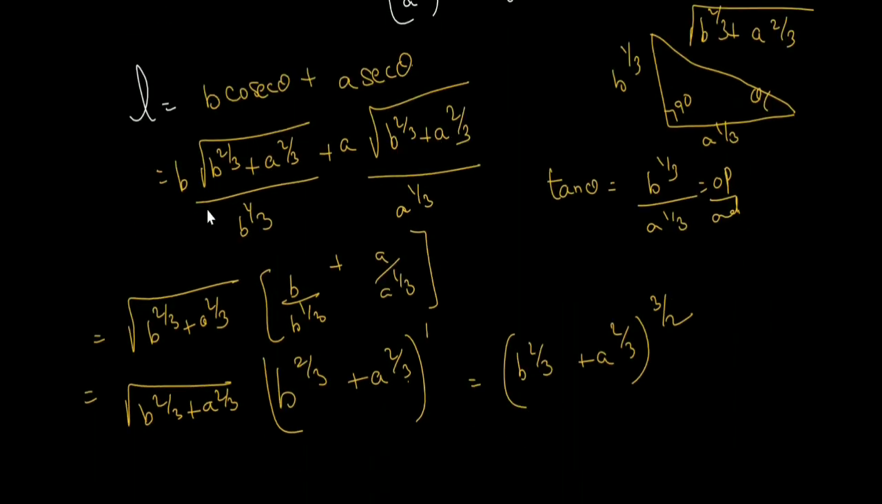So you can take out the common term and you have B by B^(1/3). So subtract 1 minus 1 by 3, which will give you 2 by 3. A by A^(1/3). Here it is 1, so 1 minus 1 by 3 is A^(2/3). This common term is taken out. So this is equal to (B^(2/3) plus A^(2/3)) to the power half plus 1, and half plus 1 is 3 by 2. Hence we have proved that the length is equal to this.